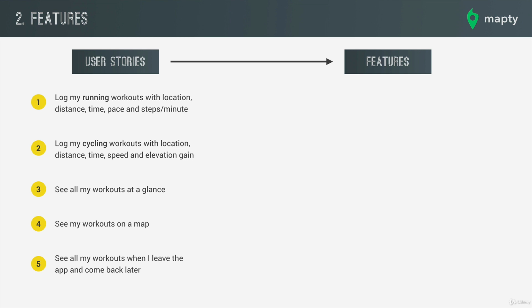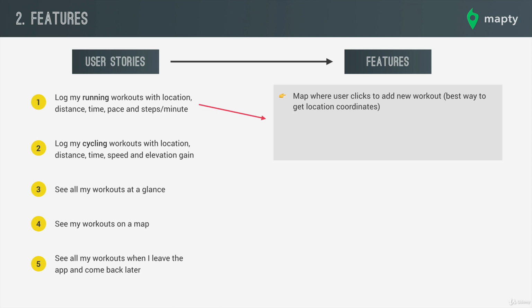And based on this first user story, we can already imagine a couple of features that our application is going to need. So first, we're going to need a map where the user can click in order to add a new workout. That's because the user wants to log the workout with the location, and so therefore the best way to get the location coordinates is going to be just clicking on a map.